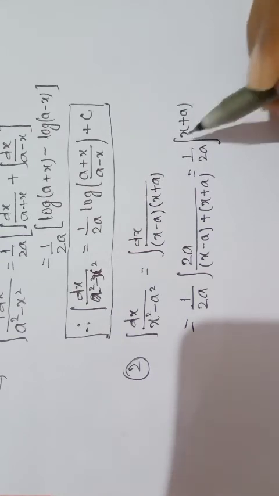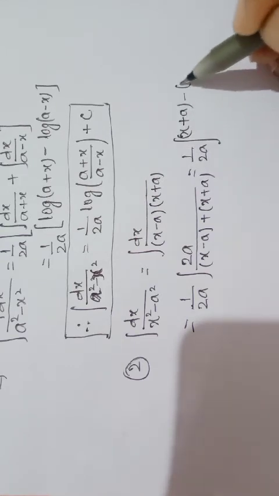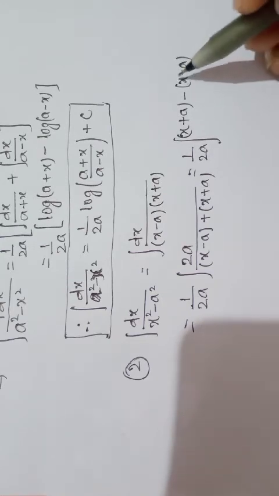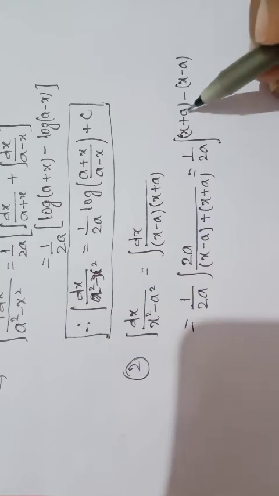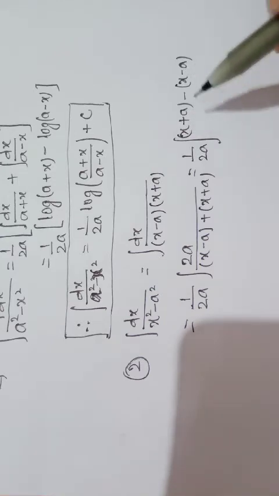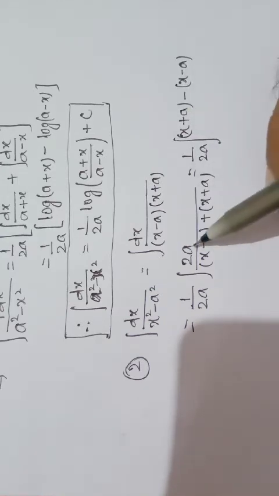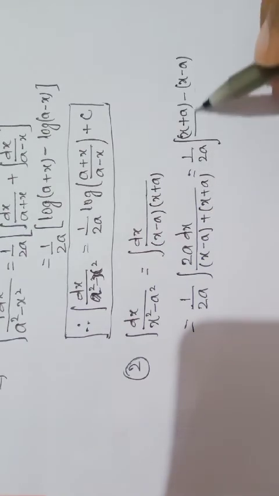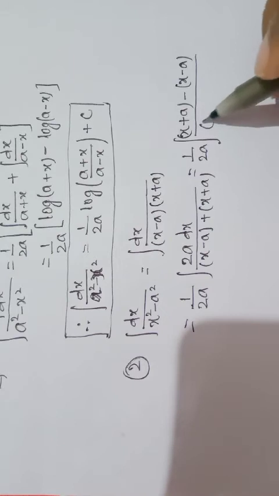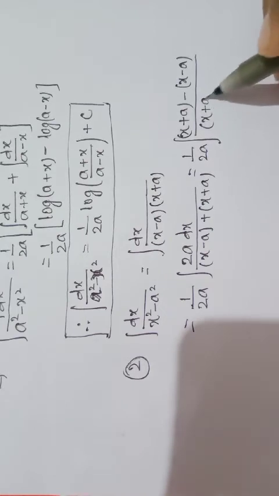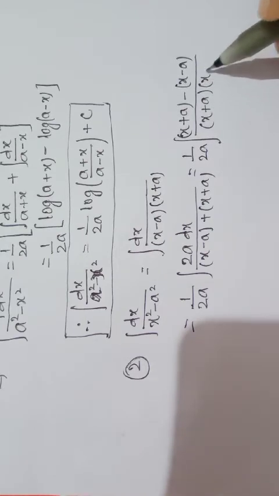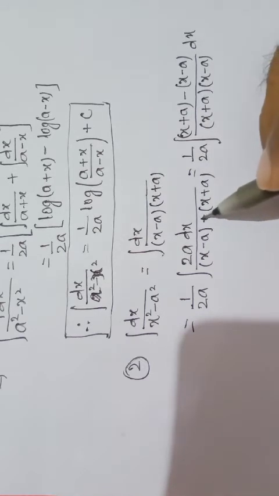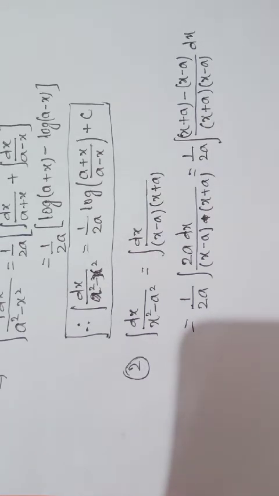minus x minus a. Opening the bracket, x and x cancel, a and minus minus plus, so a plus a, 2a remains here, upon x plus a into x minus a dx. Here there is no sign of plus, this is multiplication.